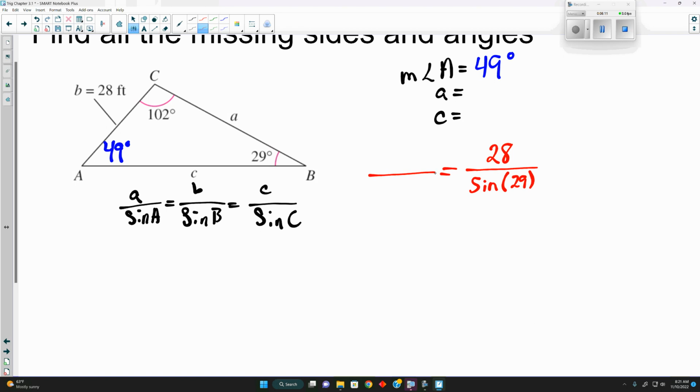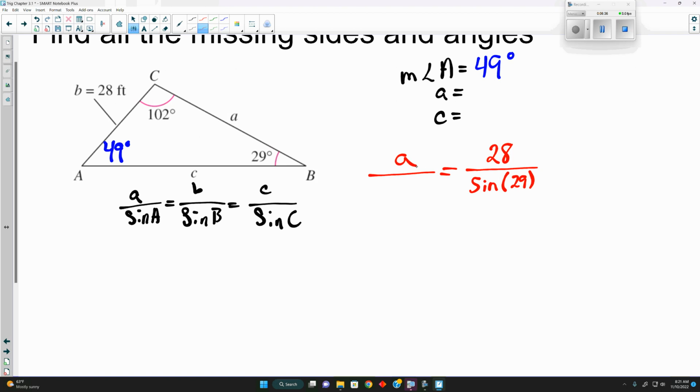So here we have side length B over sine of angle B. Now, we need to solve for A and C, yes? Are we given angle A and angle C? Well, yeah, so we can pick either one to go first. Do we want to solve for side length A first or side length C? Doesn't matter. We just need to pick one.